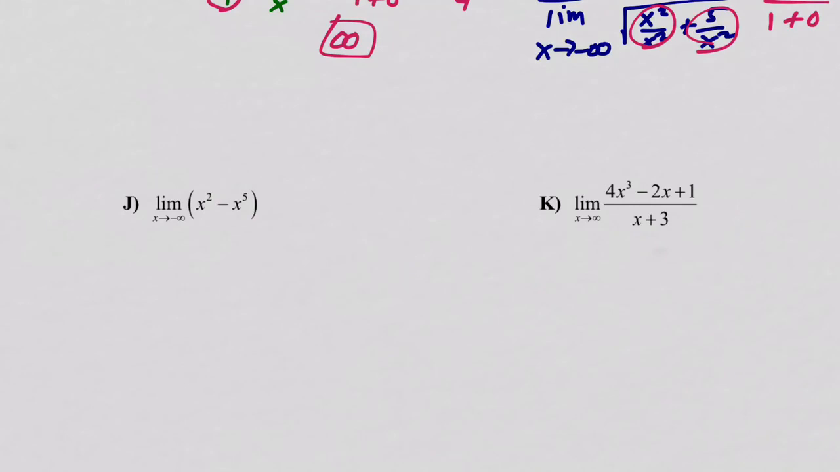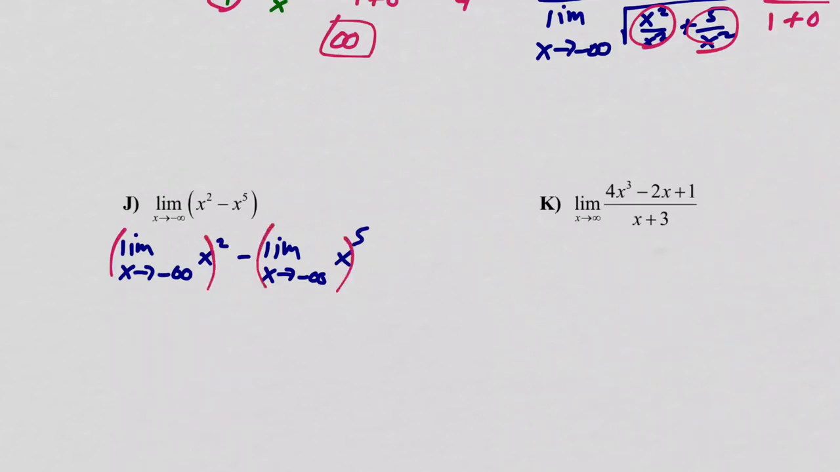Letter J, we've got one where we're going to strictly use limit properties. So this will be the limit as x approaches negative infinity of x squared, subtract the limit as x approaches negative infinity of x to the 5th. We can also, if we want to keep using limit properties, use the exponent after we've taken the limit. So the limit as x approaches negative infinity of x is negative infinity, and we're going to square it, so it gets us positive infinity.